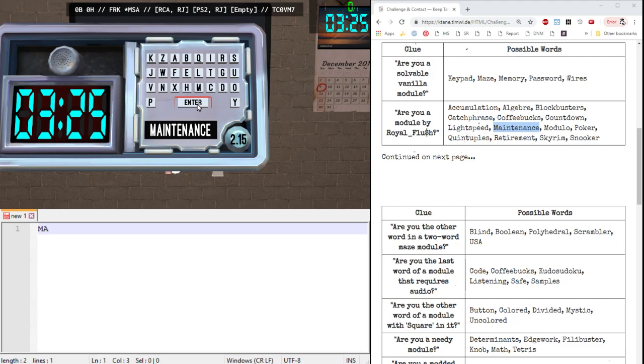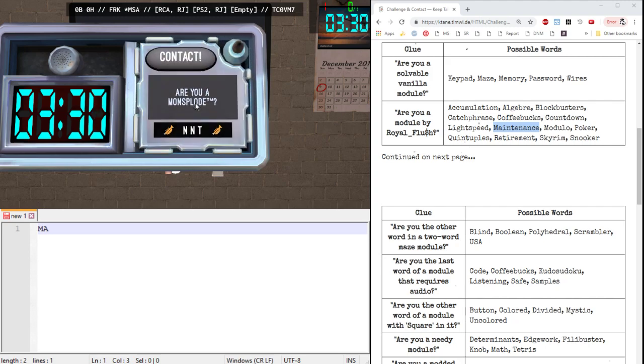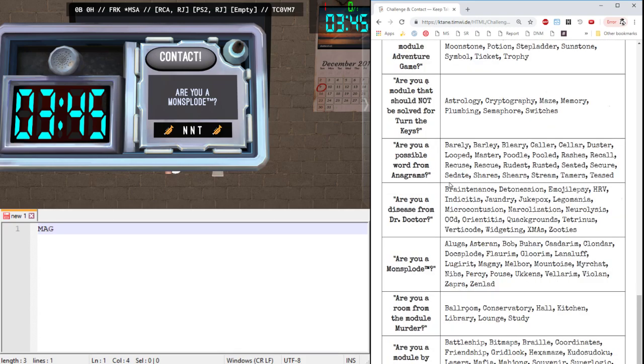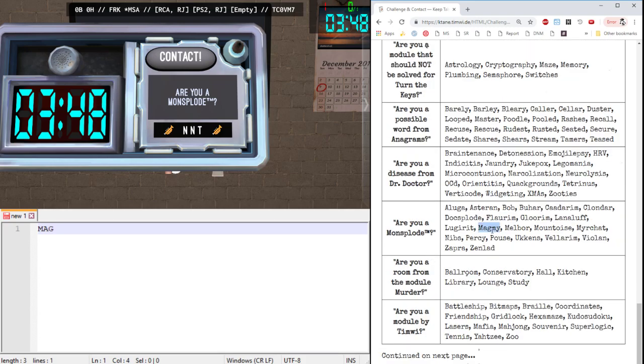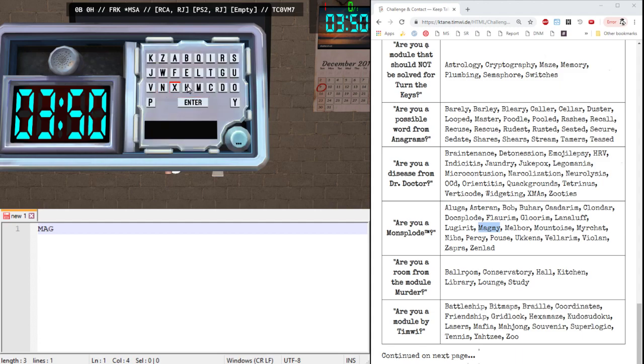3, 2, gotta wait for that timer sometimes. Last up, are you a Monsplode? M-A Magby. Magme? Route 13. 20 becomes a 7, becomes a G. Magme sounds good. Let's double check. Monsplode, M-A Magme. Contact. Challenge. 3, 2, Magme. 1.